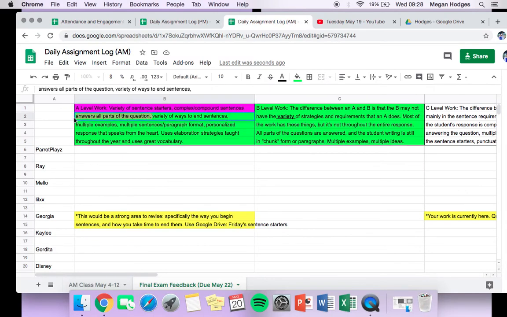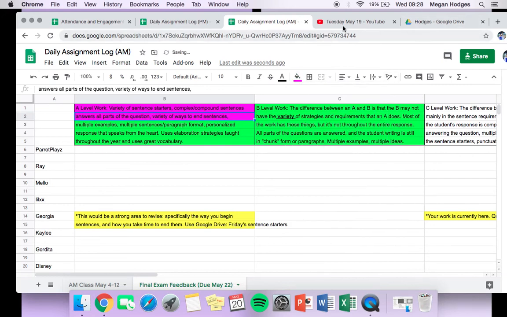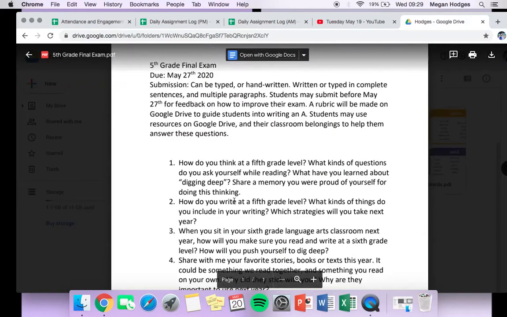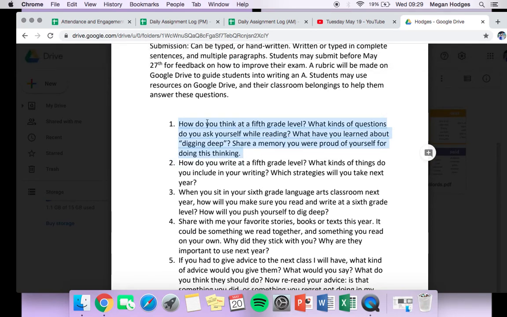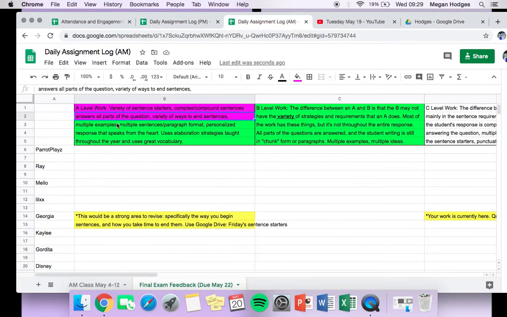You need to make sure you answer all parts of the question. You guys know that the questions are actually like 3 questions in one. If I pull up your exam, remember you can pause this at any time. Question 1 is actually a lot of mini questions inside. So you need to make sure you answer every single one of those parts to ensure you're working on the A.